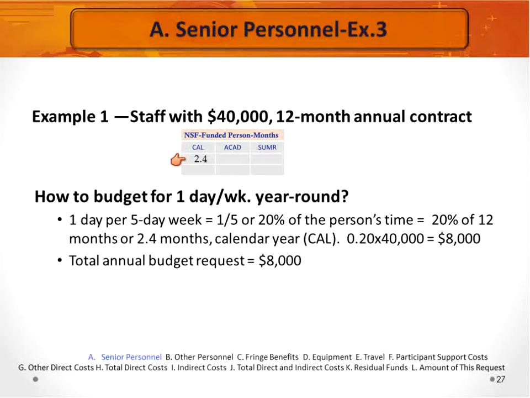Note that when we put a time in that calendar category, you need to leave this academic one and the summer one blank. You should never mix them. So it's either going to be calendar or it's going to be one of the other two. So you don't have to fill in all those blanks. That's where one of the biggest mistakes comes. You do one or the other but not both. So this is just a little calculation here that you've got somebody working 1 day a week or a fifth of their time. And so your annual budget request for this one will be $8,000.